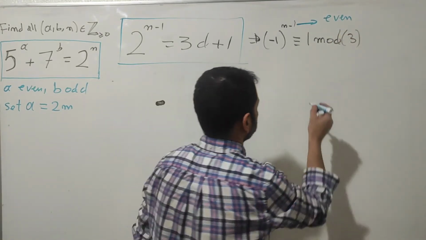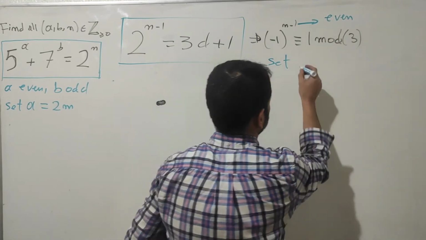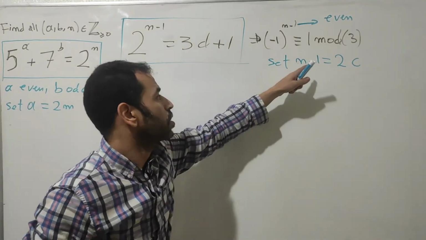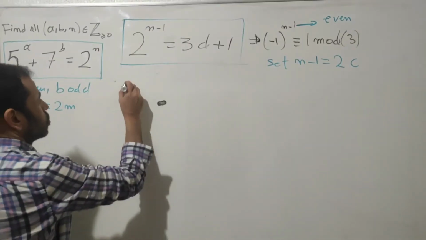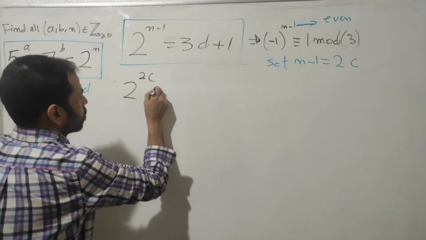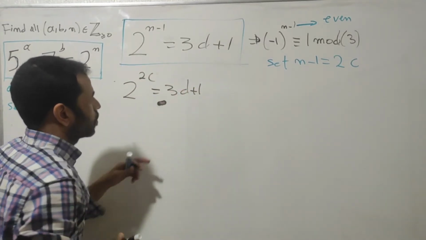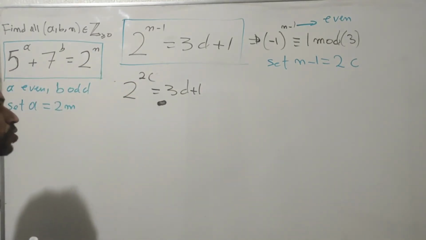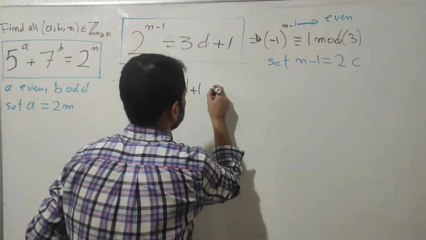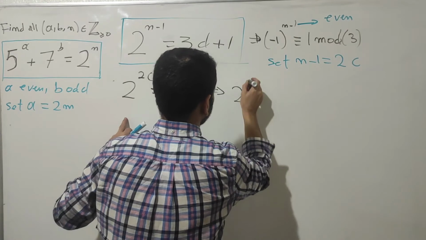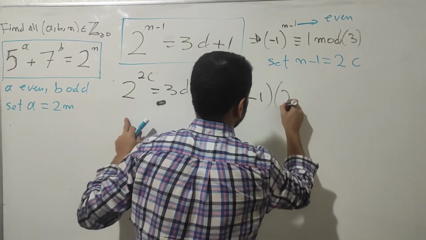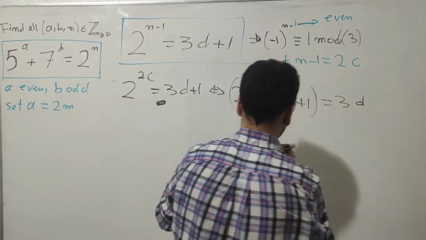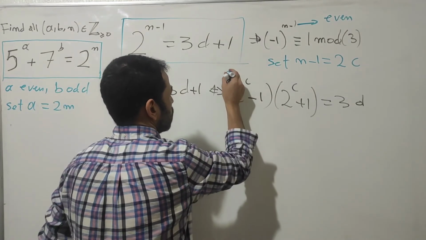Now let's set n minus 1 equals 2 multiplied by c. Now let's take this value and replace it here. So I get 2 to the 2c, which equals 3d plus 1. Then move over this 1 to the left and factor it in the form of a product, because we will have a difference of two squares. So this immediately gives us 2 to the c minus 1 times 2 to the c plus 1, which equals 3d. So we have arrived at this nice expression.